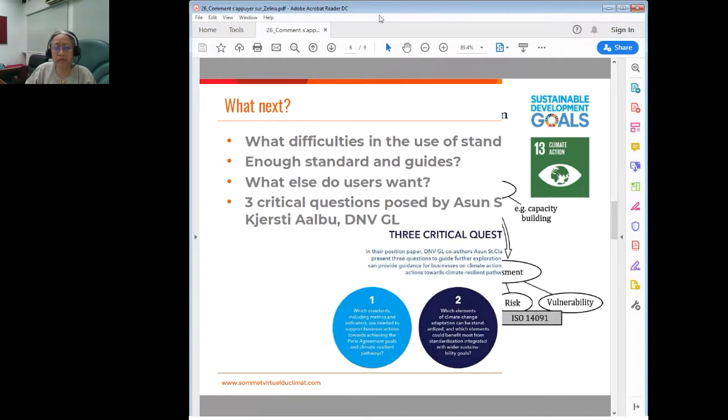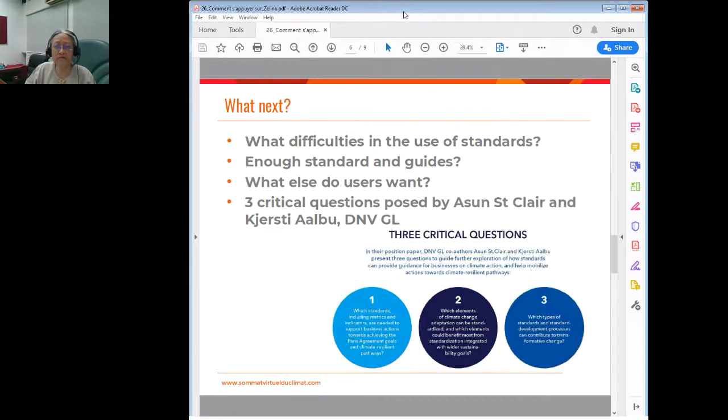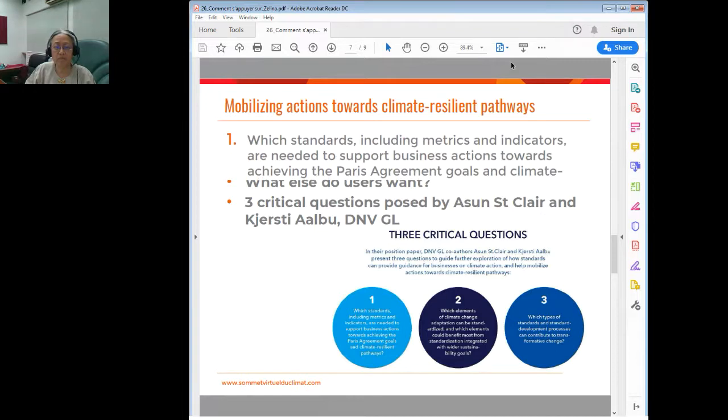But the most important thing for us is to know from the users what are the difficulties and if there are enough standards and guides to help in taking climate action, and what else users want. Some experts from DNV GL have made a position paper in 2017 asking 3 critical questions. One is, which standards, including the measures, are needed to support business actions? So it's not just governments, but the business actions.